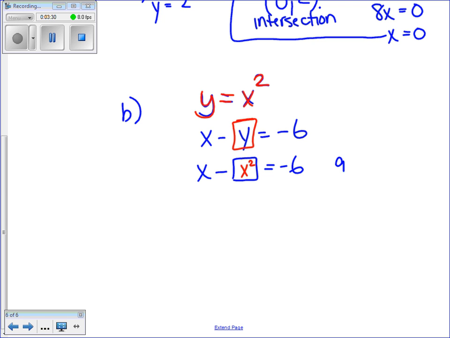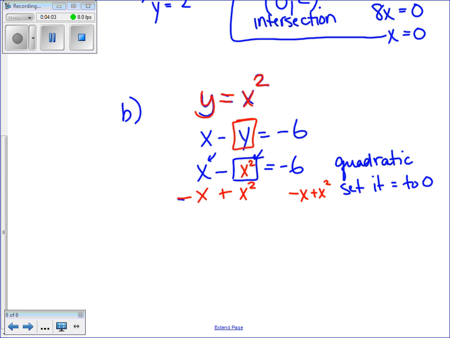Now I see I have a quadratic, and the reason I know that is because I have one x squared term and an x term by itself. Whenever that happens, I have to set it equal to 0. I can't use the linear way of solving. So I think I'm going to subtract x and add x squared to both sides of the equal sign. So now I have 0, because x minus x is 0 and negative x squared plus x squared is 0. Equals, and I'm going to write this in order, x squared minus x minus 6.